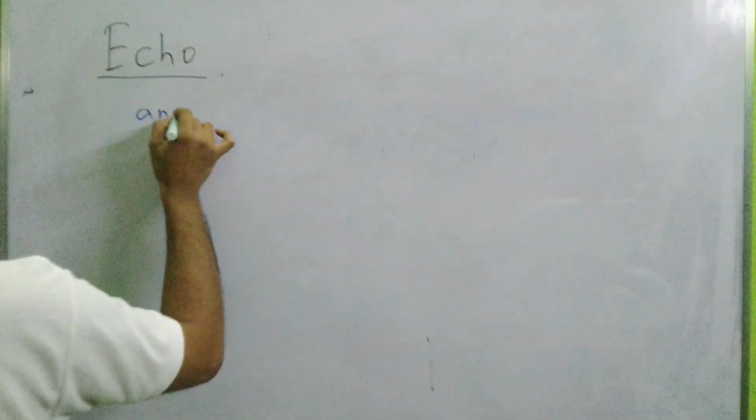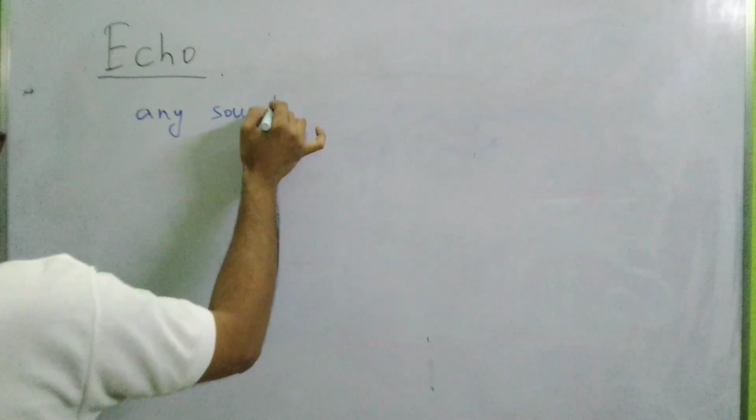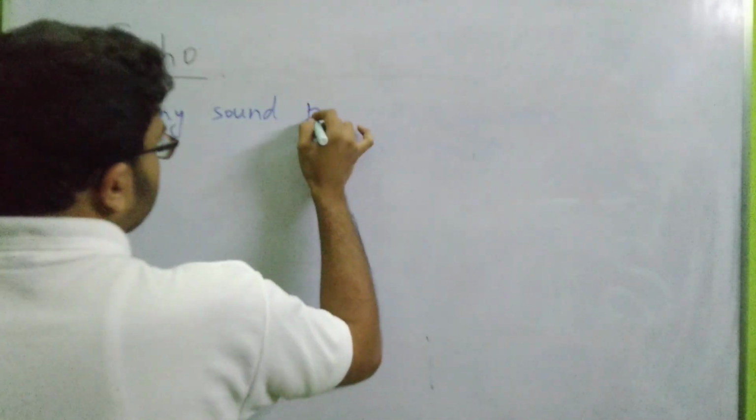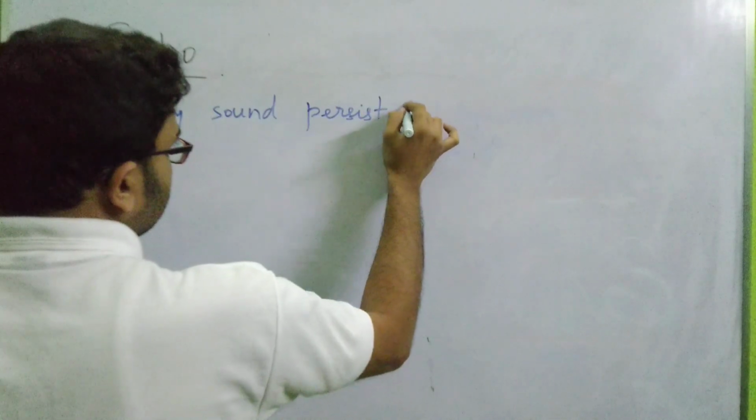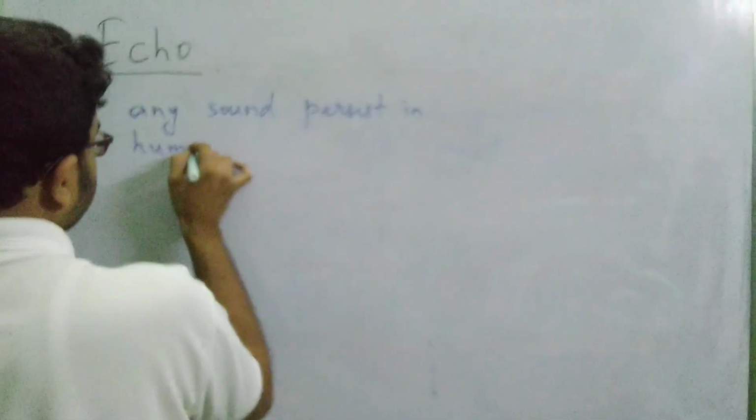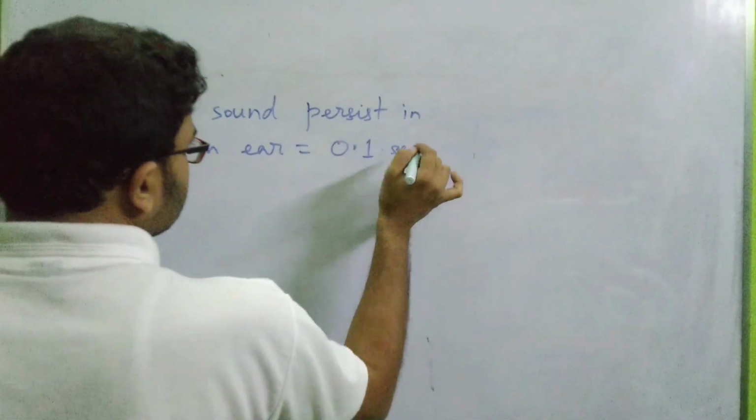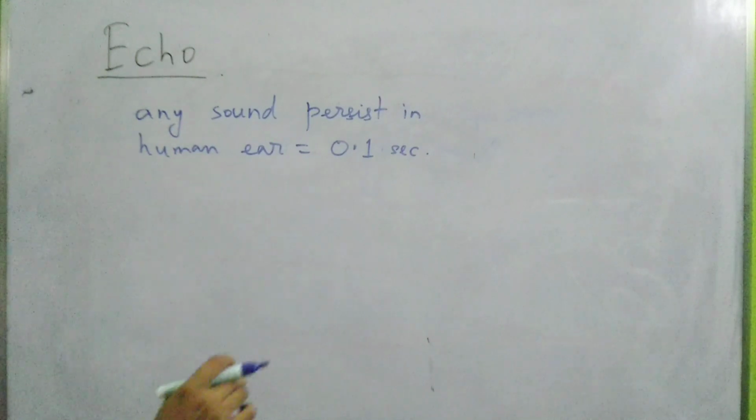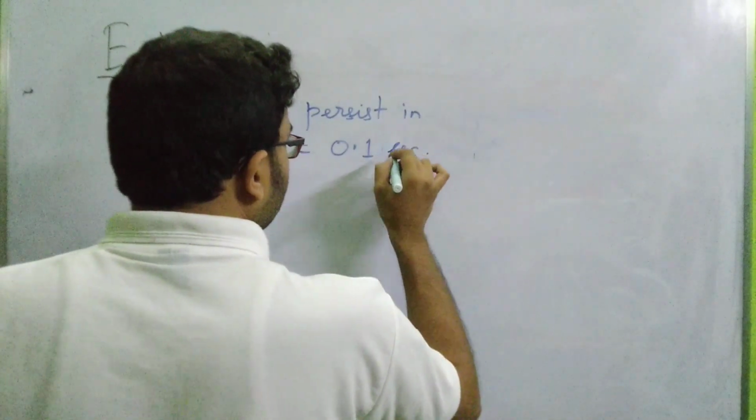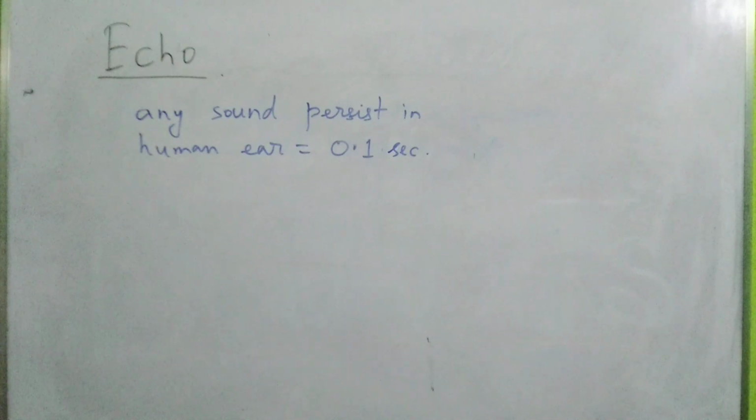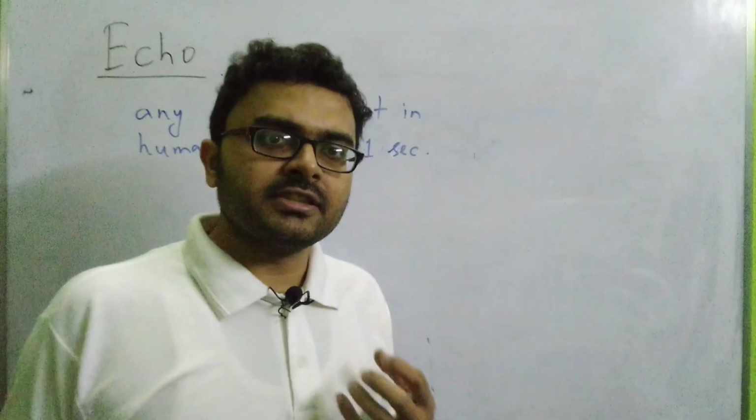So any sound, for an average healthy human, persists in the human ear for about 0.1 second. Now within this time period, if another sound reaches our ears, we are not able to hear that sound, or in other words, the brain is not able to record or distinguish that sound. Okay, but what happens if a sound comes after this 0.1 second? Our brain will be able to process it and will be able to hear that sound.